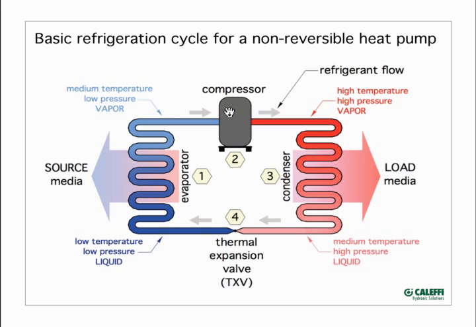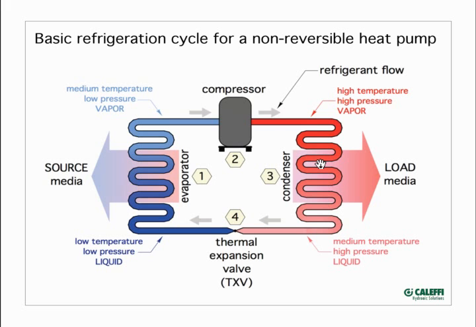That vapor travels up into the compressor, and the compressor is operated by an electric motor. It's going to increase the pressure and the temperature of that refrigerant vapor, potentially as high as 160, 170 degrees Fahrenheit. That hot vapor then leaves the compressor, goes down through this red coil on the right side called the condenser. This is where heat from the refrigerant is transferring to our load medium, which in the case of a hydronic system would be the water going out through our distribution system. The refrigerant is hotter than that water at that point, so heat is flowing from the refrigerant to the water.